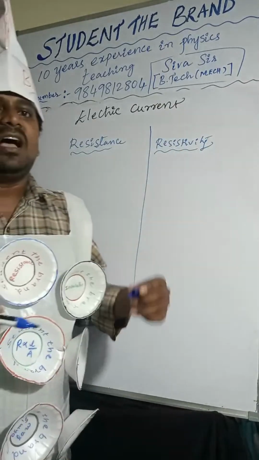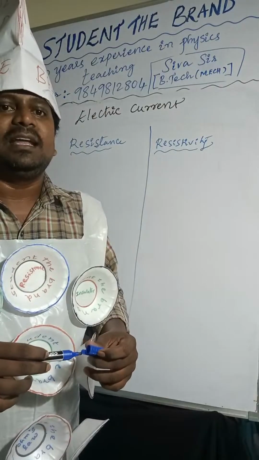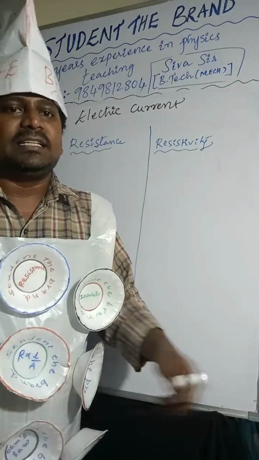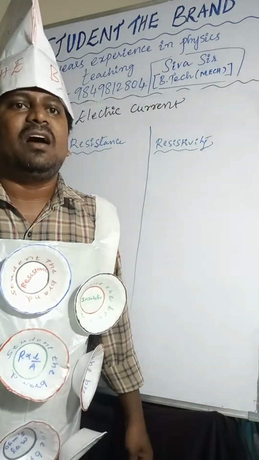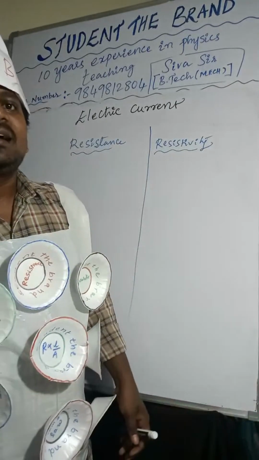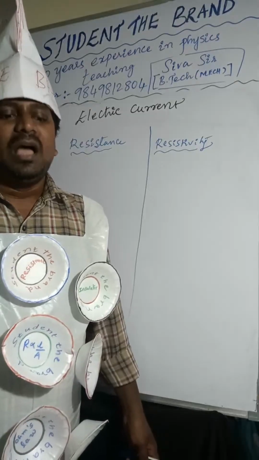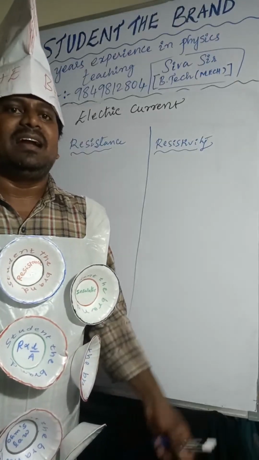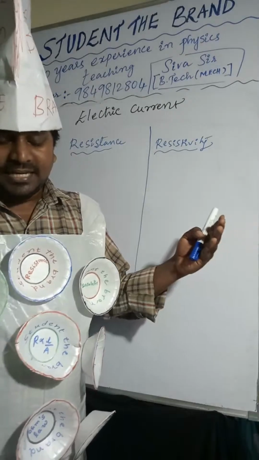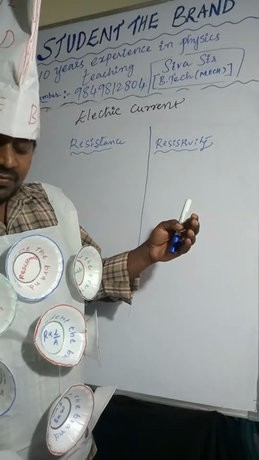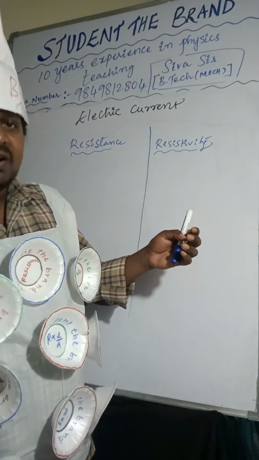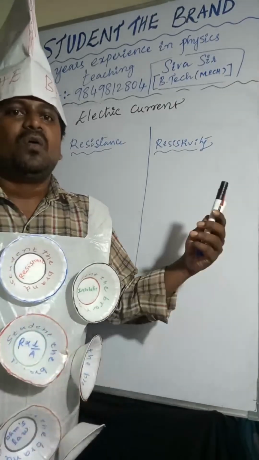Resistance is the phenomena of opposing the electric current. The SI unit of resistance is ohm.